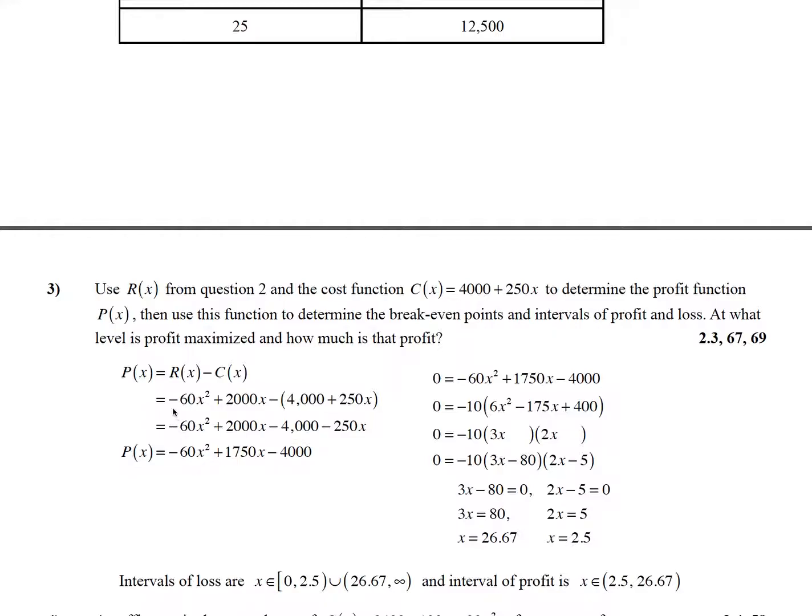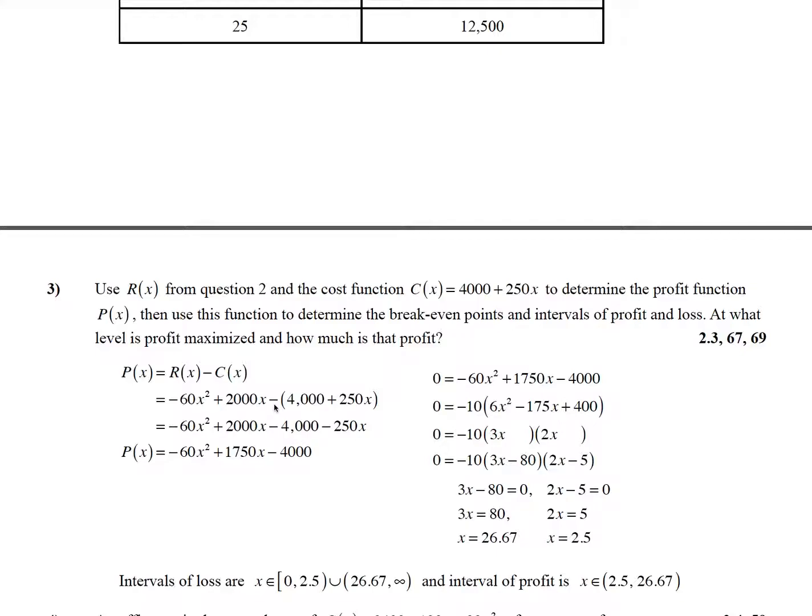And so the revenue function is 2000x minus 60x squared, which I've changed the order just because it makes more sense to me to have this profit function in descending order. That is, the x squared term, the highest degree term, comes first, and then the linear term, the x term, 2000x, comes next. And so we subtract the cost function. Remember, we're subtracting the entire function. And so that entire function is enclosed within parentheses.